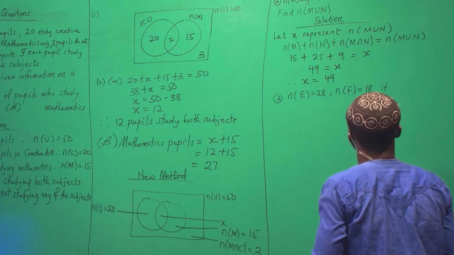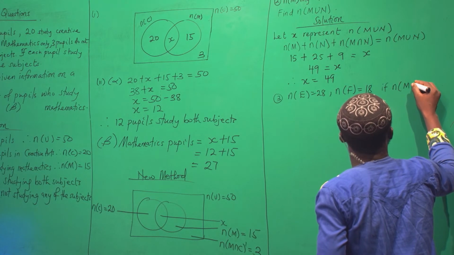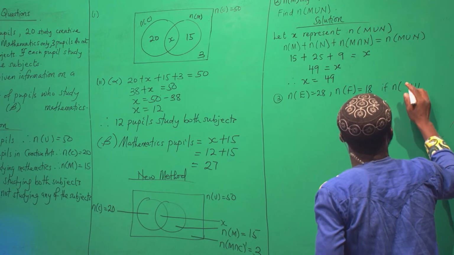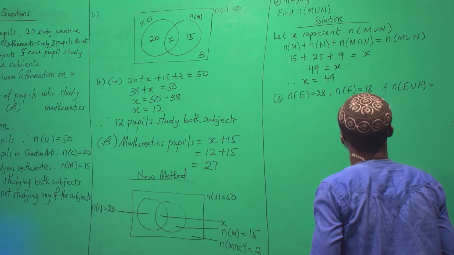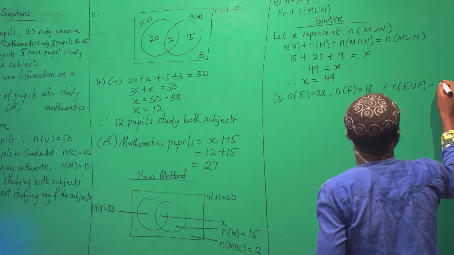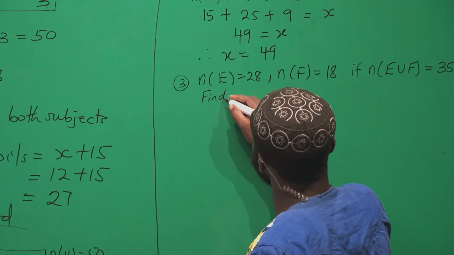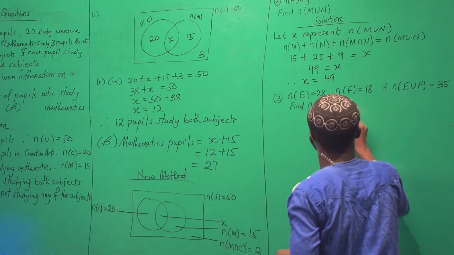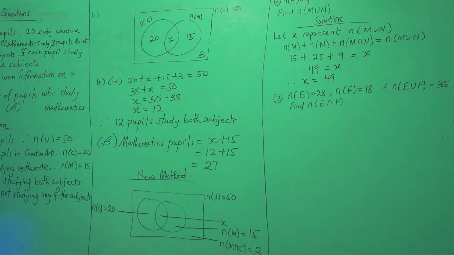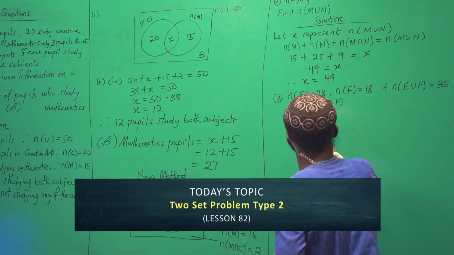if n of M union n of E union F is equal to 35, find n of E intersection F. This is another question, but this time we are dealing with a raw type of question. So this one also becomes n of E, that is the solution.